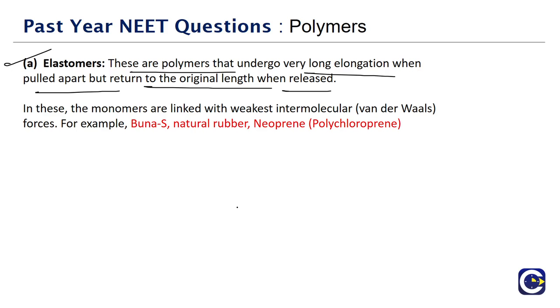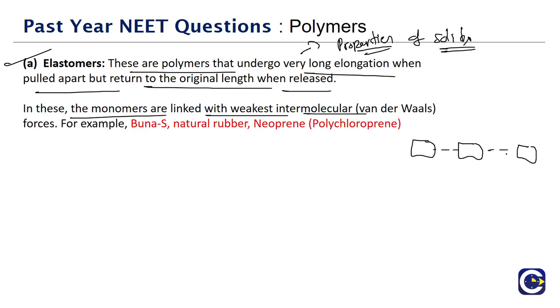In physics also, when you go to a chapter called properties of solids, there you will talk about the behavior of the materials and how we classify the materials into elastomers. The reason why we are able to pull them apart is because the monomers are linked by weak intermolecular van der Waals forces, because only then can they be pulled apart easily. And the examples are what? Most of these rubbers, like Buna S, which is the styrene rubber, natural rubber, that is the cis form. Then neoprene can also be called what? Polychloroprene. So all these are examples of the elastomers.